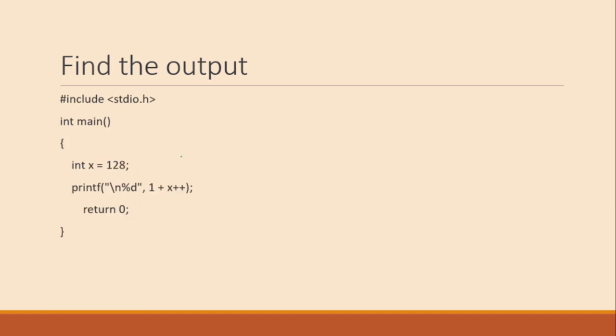Now coming to this one, x is taking a value of 128. 1 plus x plus plus. It's a post increment operator. The post increment operator first gives the value and then increments. So it will give a value of 128, plus 1, so the answer will be 129. So the output will be 129.